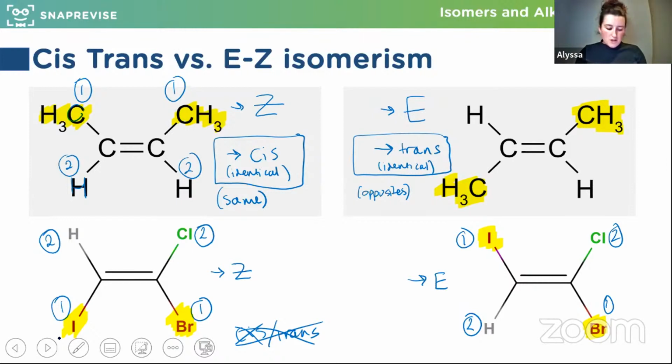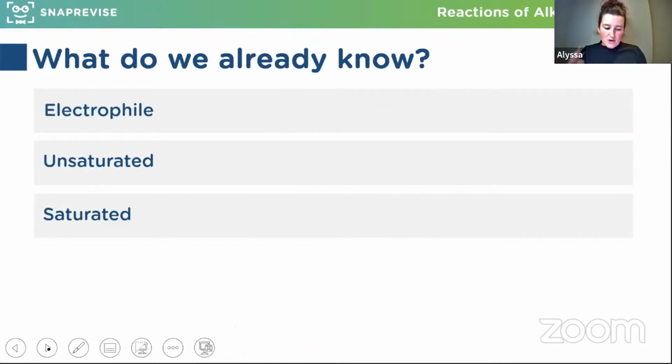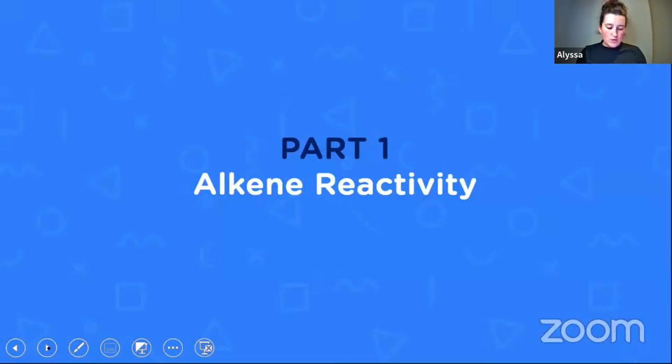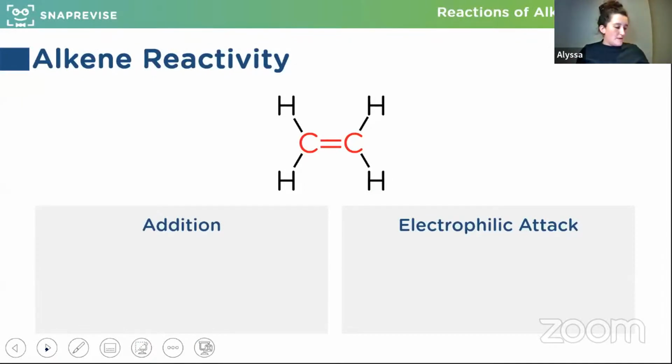Okay, because we are running quite far behind, these are all great questions, but I want to try and press on a little bit. We're going to just miss this slide out, which was just looking at some definitions, and go straight onto our alkene reactivity, just to see if we can push on a little bit.